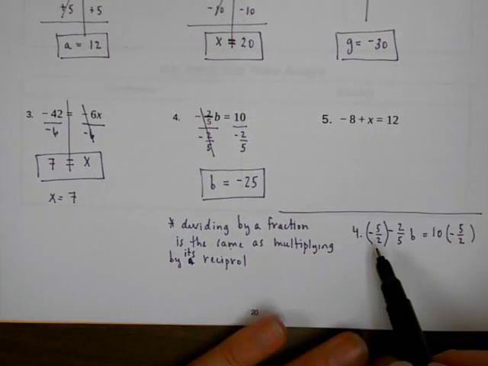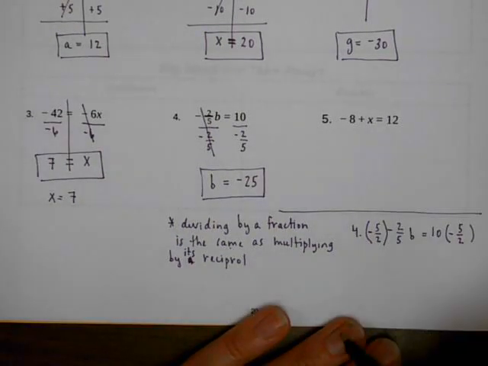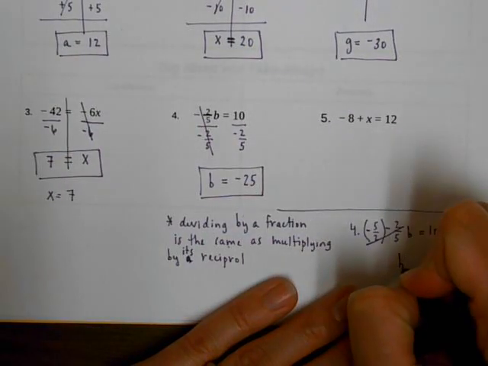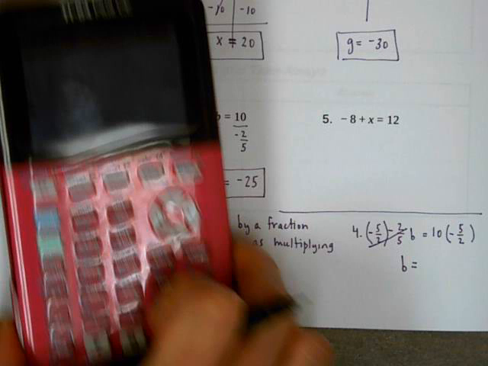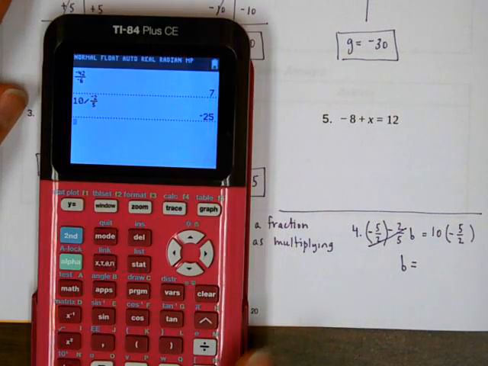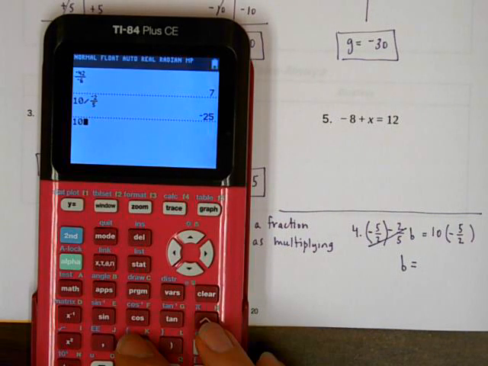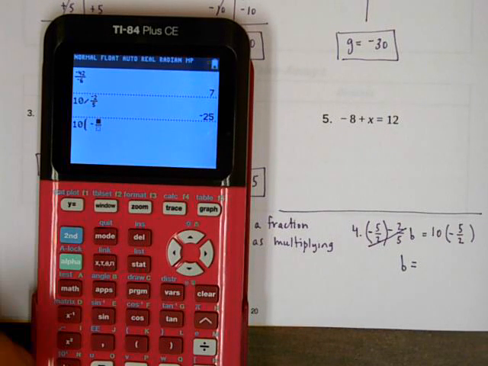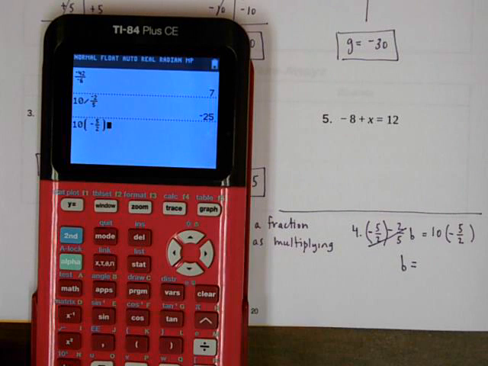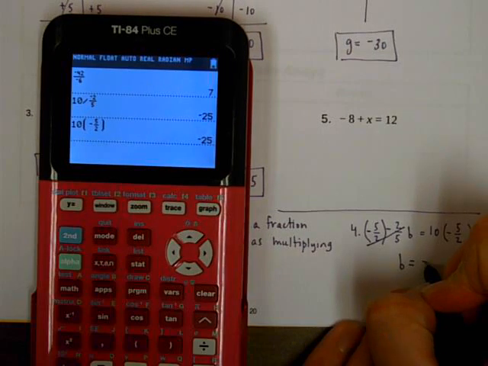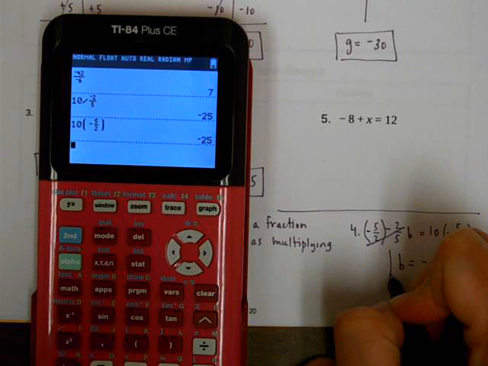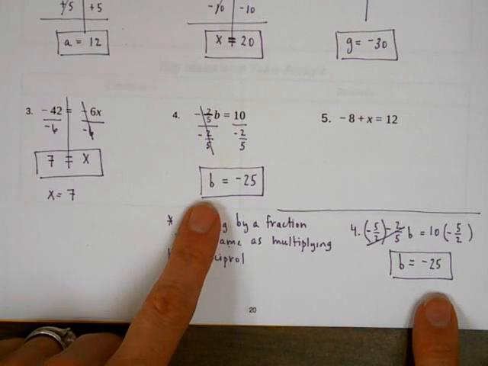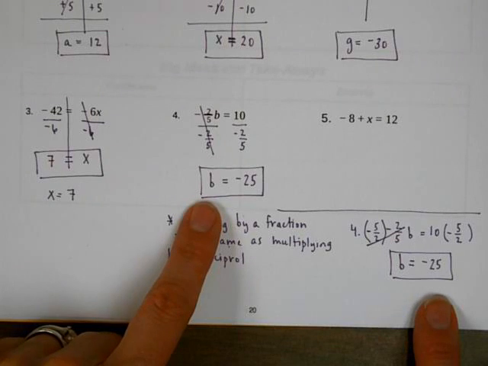Now, the nice thing about reciprocals is when you multiply them by each other, it just gives you 1. So these are just going to be 1. I'm left with a b. And again, I would use my calculator to calculate this. So I have 10. I'm going to use my parentheses to show multiplication. And then I have a -5/2. And I still get -25. So you can see that either way we get the same answer. It's just two different methods.